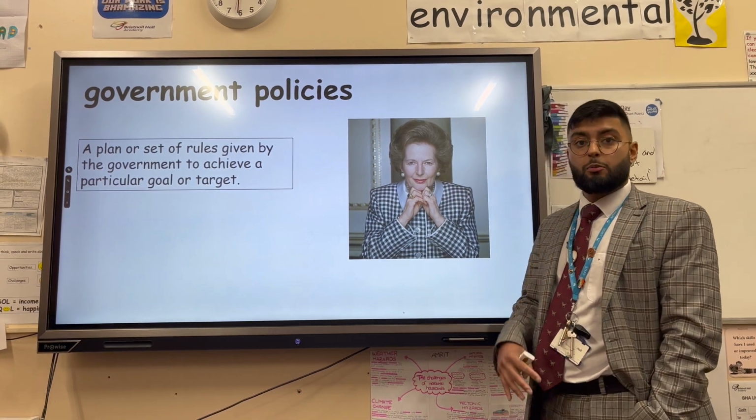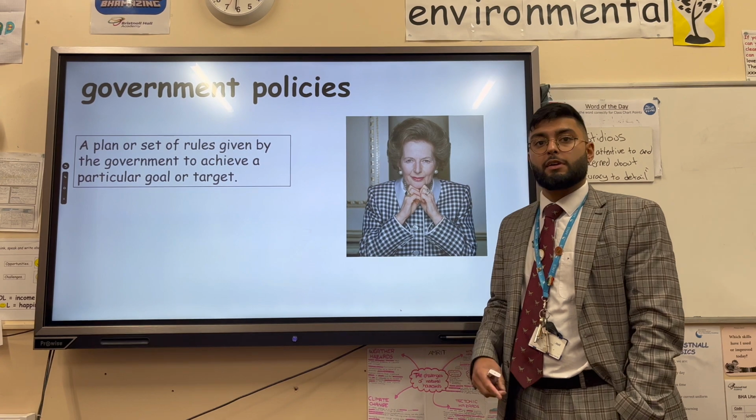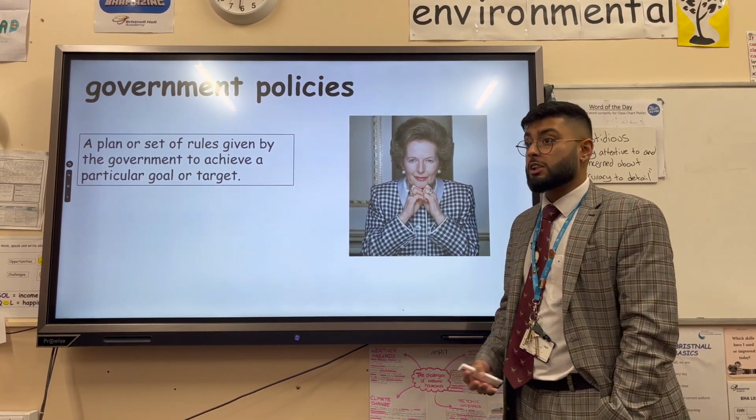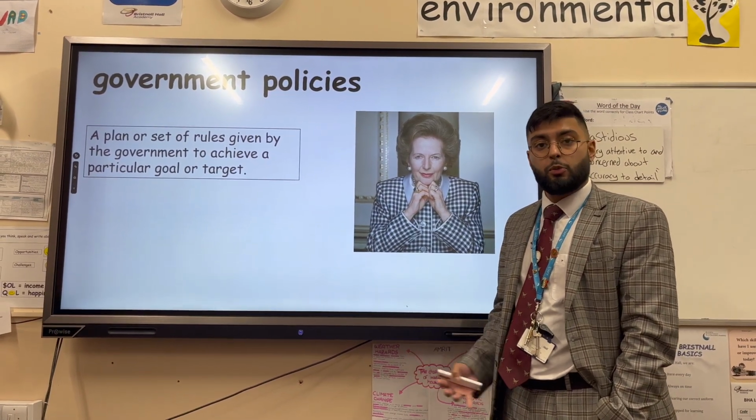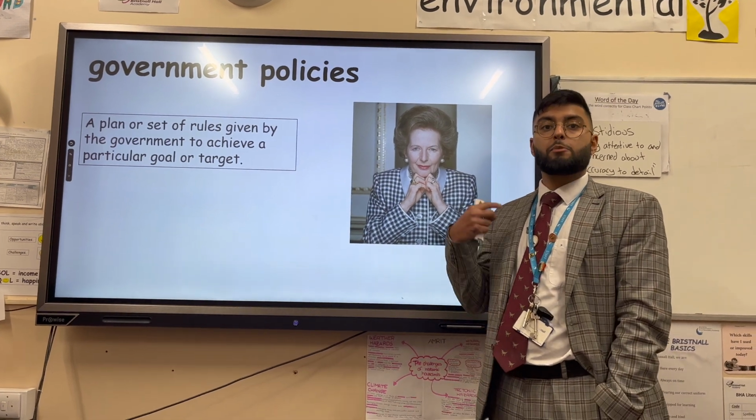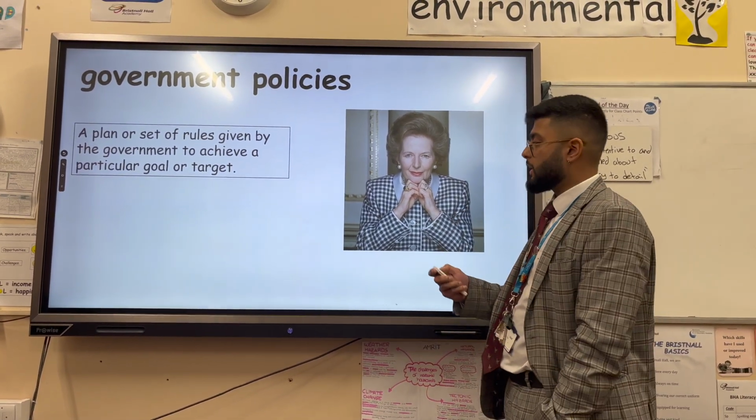She also carried out a process called privatisation, where instead of services such as gas and rail transport being run by the government, they're run by private companies, hence privatisation.